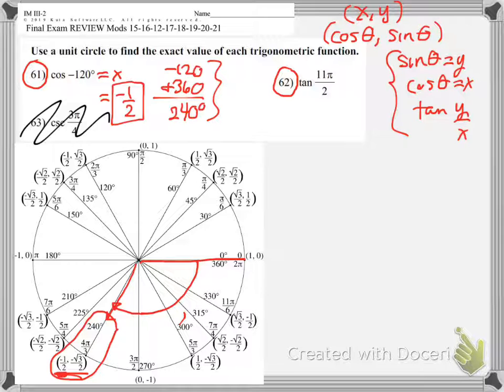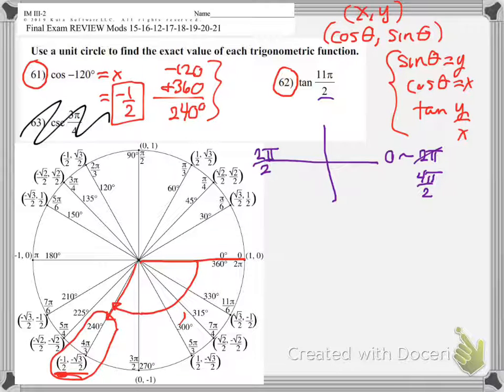Okay, let's look at this one. Now, 11 pi over 2 is not something you can easily see on your unit circle. So let's think about pi and 0 and 2 pi. And because this has a 2 on the bottom, I'm going to call this 2 halves. And 2 times 2, I'm going to call this one 4 halves of pi.